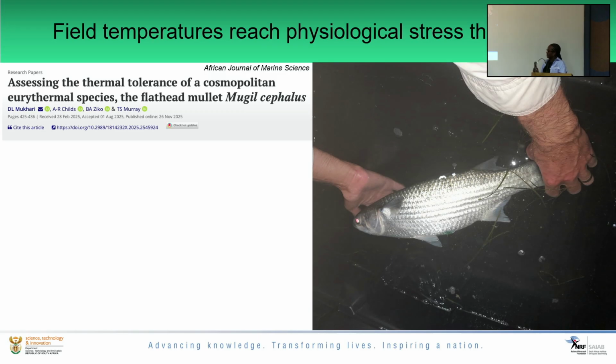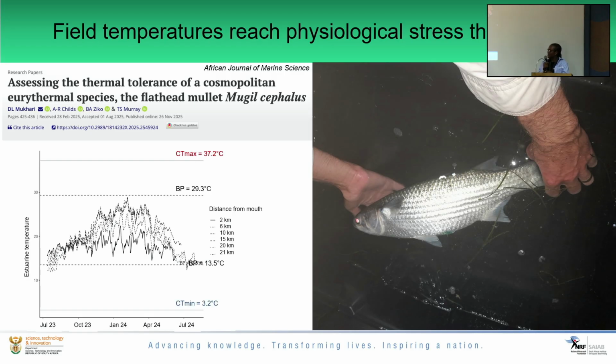So the next question from there was, do these fish get to experience these temperatures in the wild? And then we plotted the temperature of the wild. These fish were collected from the Kowie Estuary, so we collected temperature data from the Kowie Estuary over a 1-year period. And there's the distance from the mouth of the estuary going all the way to the river part of the estuary.